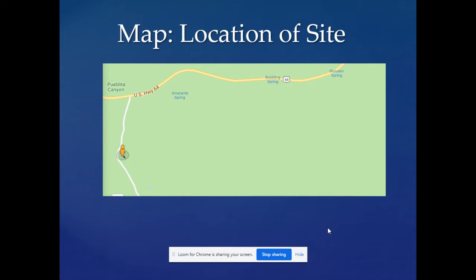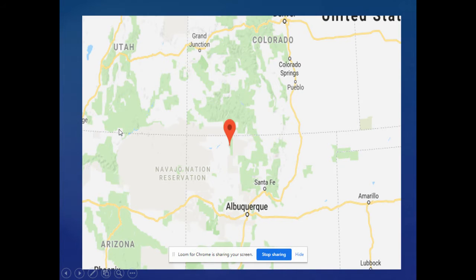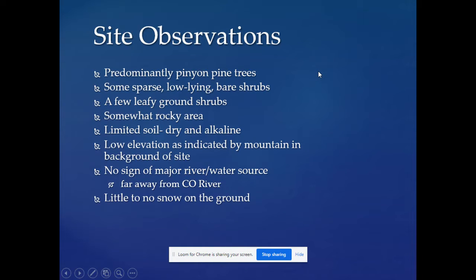This is a location site. You just picked some place that was near Pueblita Canyon. And here's another picture of where the area would be. It's in this Navajo Nation reservation, in this little green portion here. Whenever they went on Google Maps, they did some observations. They said it was predominantly pine trees, sparse, low-lying bare shrubs, a few leafy ground shrubs, somewhat rocky.